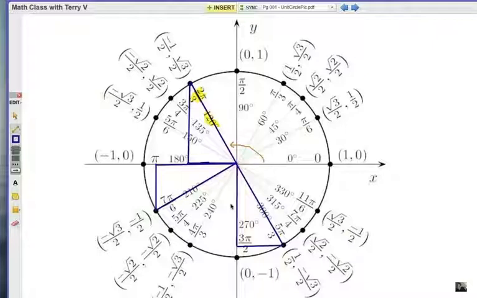Now in the next video, we're going to be looking at 45-degree angles. Okay, those are some isosceles right triangles that also show up on this unit circle. Then we'll do some problem sets to practice.